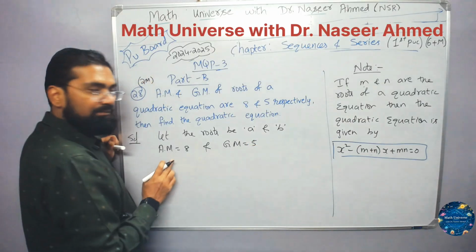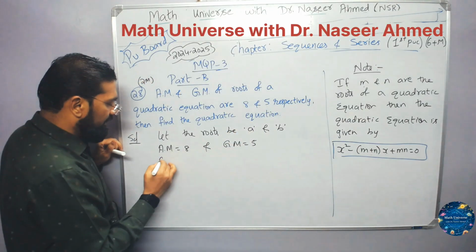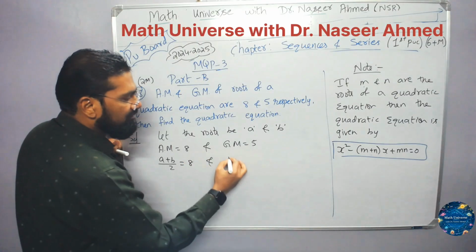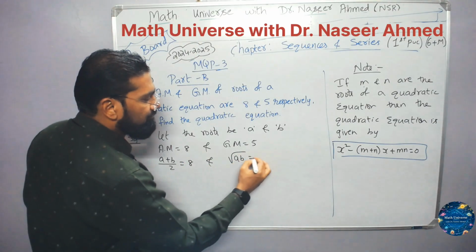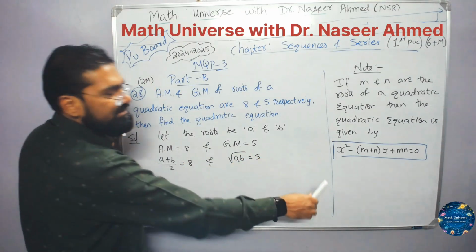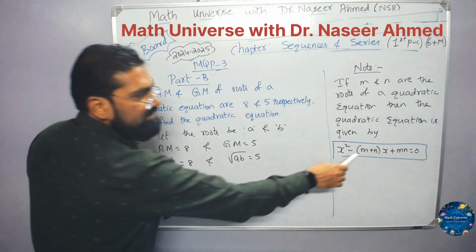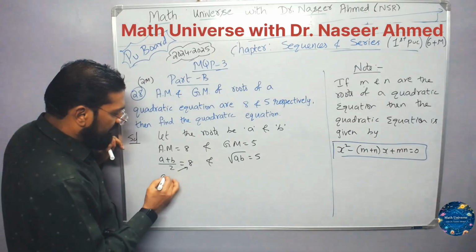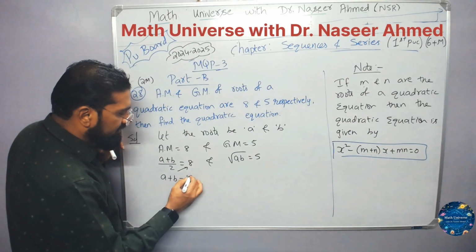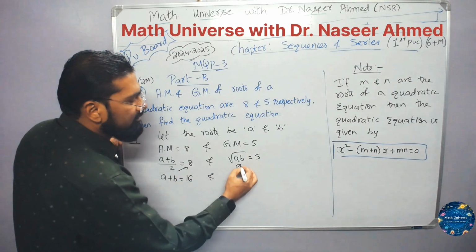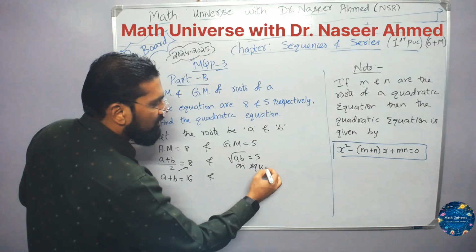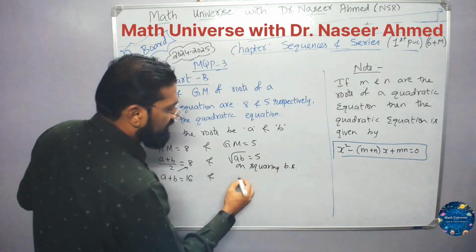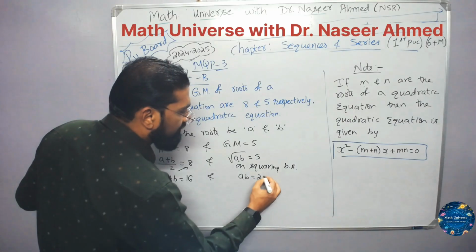But we know the arithmetic mean between these two numbers is given by (a + b)/2 and the geometric mean is given by root of a into b. Since a and b are the roots, I want the sum of the roots and the product of the roots. So I can cross multiply 2 here. I'll get a + b = 8 twos are 16, and on squaring both sides, we will get ab = 25.